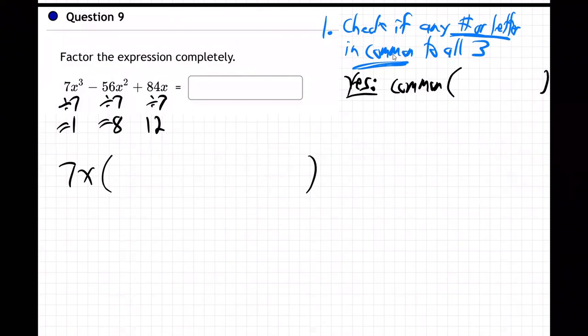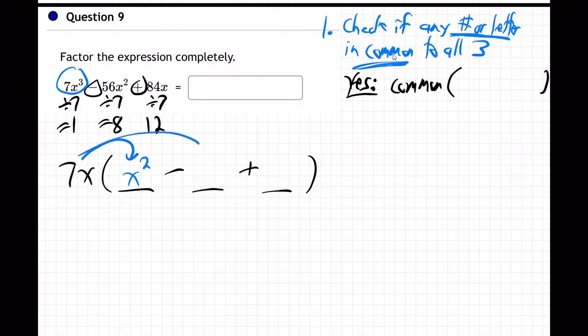All right, so then what goes on the inside is going to be 3 terms, with a minus between those and a plus between those, right? Minus and a plus. Okay, and then what goes in the first part? Whatever works. 7x times what gets us back to 7x cubed? X squared. Remember, we've done this kind of factoring before, right? This is way back at the beginning of this chapter.